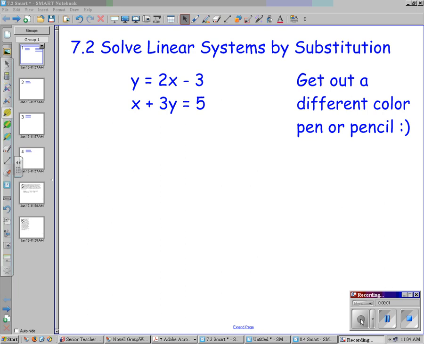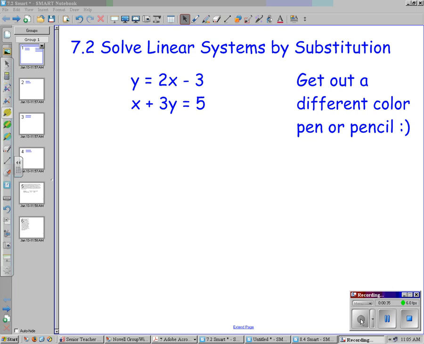We're going to do section 7.2. We're going to solve linear systems by substitution today. I ask that you get out a different color pen or pencil because you're going to be drawing some railroad tracks. You're going to be drawing some arrows around to help yourself understand what to do. So I should get out a different color pen or pencil. If you're using pencil right now to take your notes, get out a pen. I'm going to be using different colors up here to help me.